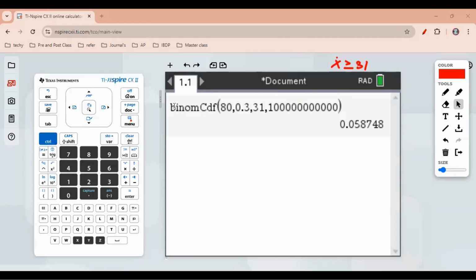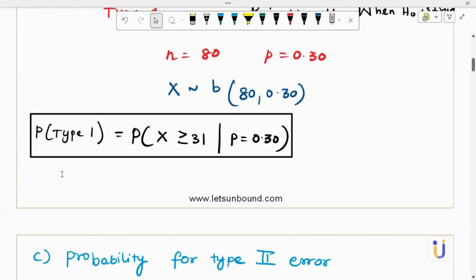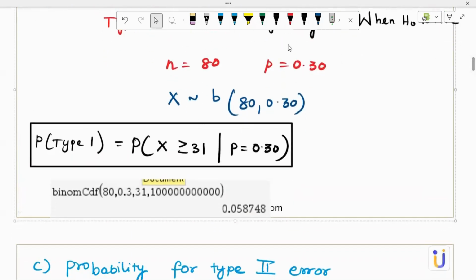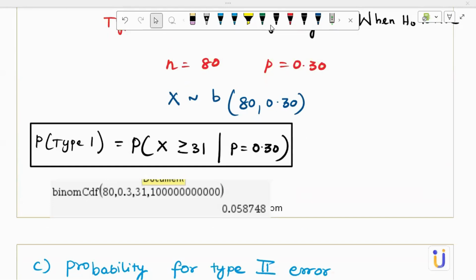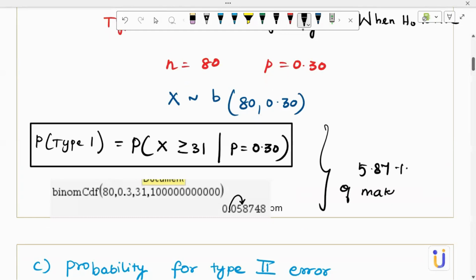Here is the solution page. So this says the probability, we can convert into percent. The probability is 0.0587 or so. The probability that a type 1 error can be made is, just move 2 places. So 5.87% of making a type 1 error.